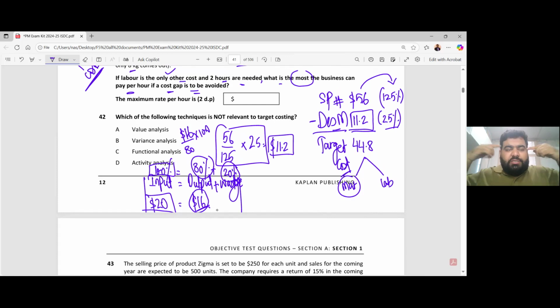Just focus, use your mind. It's still a brand new mind. Use it. So input was $20.